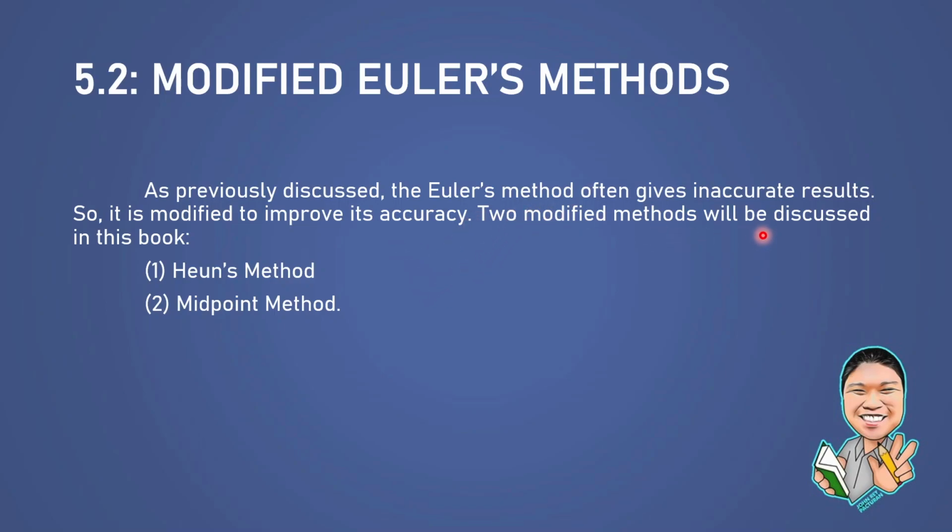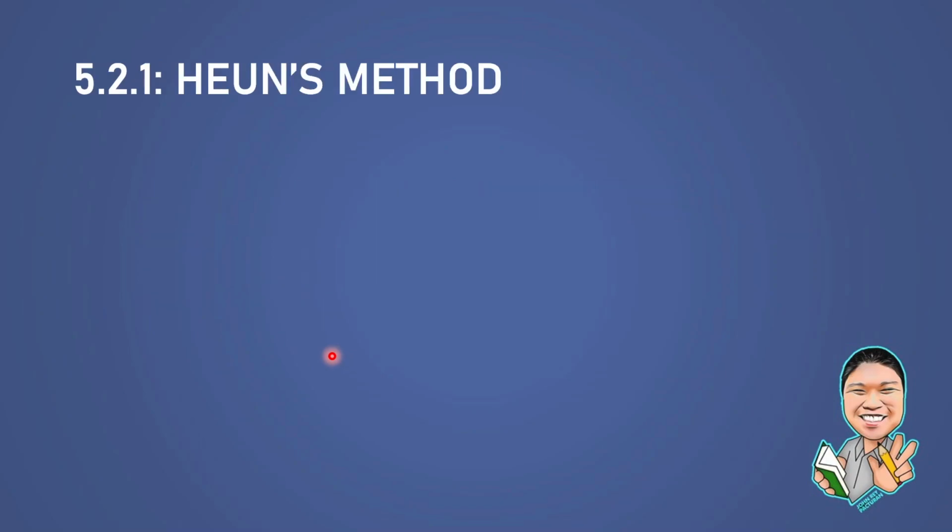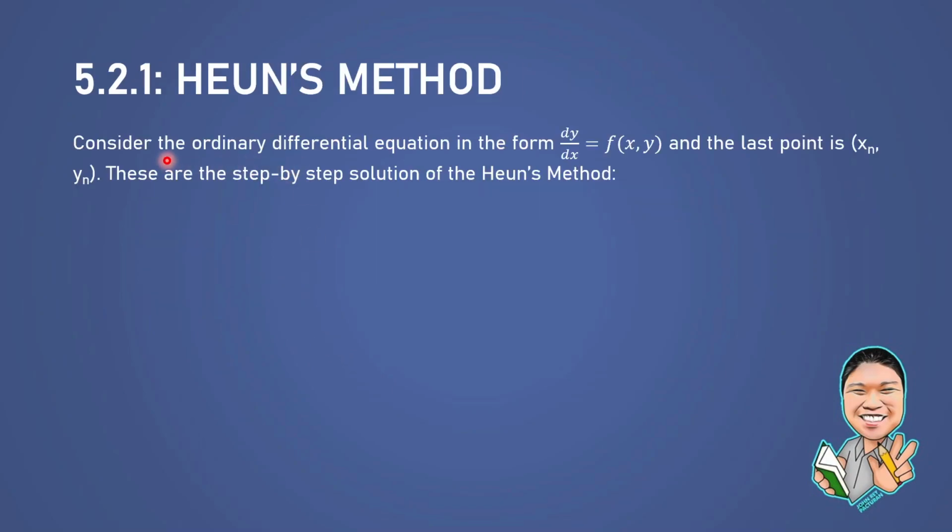Two modified methods will be discussed in this book. So, the first one is the Heun's method, while the other one is the midpoint method. So, for this video, ang pag-uusapan muna natin is the Heun's method, while the next video will discuss about the midpoint method.